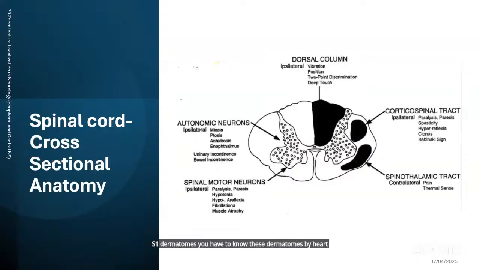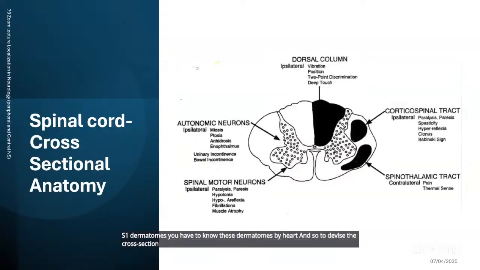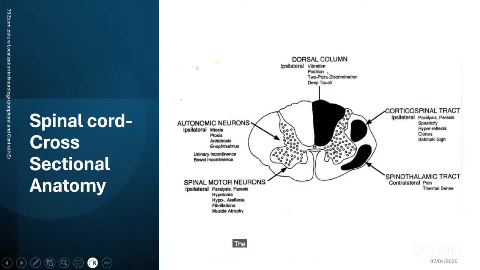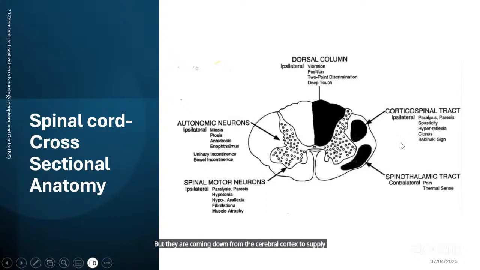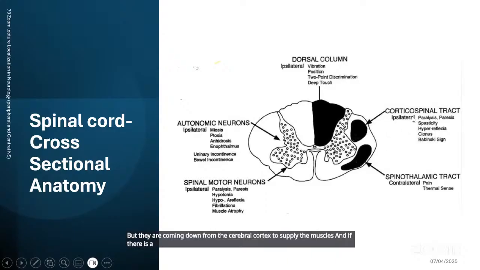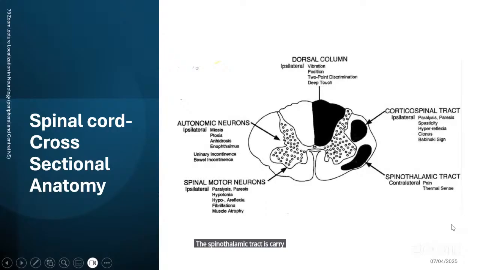And to revise the cross-sectional anatomy of the spinal cord: vibration, joint position sense, two-point discrimination, and deep touch are carried in the posterior aspect, the posterior columns. The corticospinal tracts come down from the cerebral cortex to supply the muscles. If there is a disturbance or damage to this, there will be paralysis or paresis, spasticity, hyperreflexia, clonus, and Babinski sign. These are all the UMN features. The spinothalamic tract carries sensations from below upwards, and it carries pain and thermal sense.